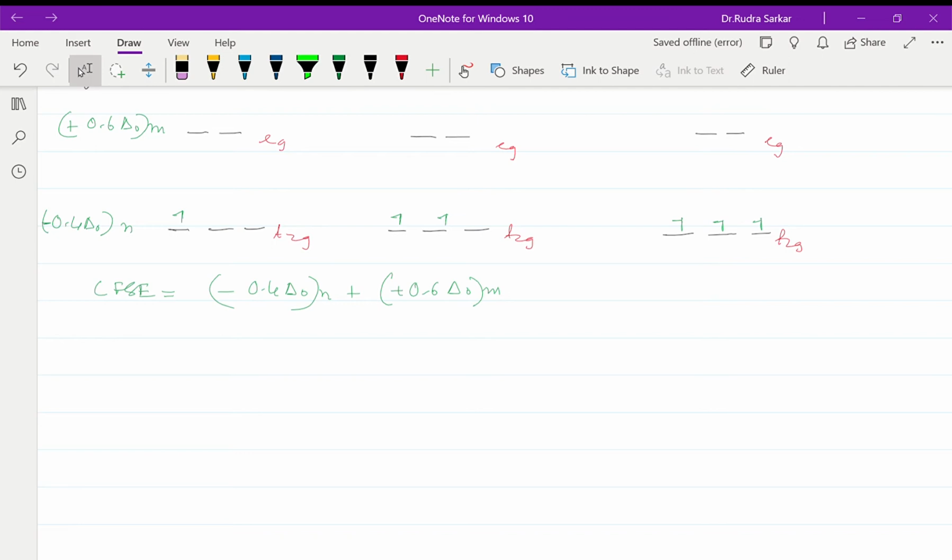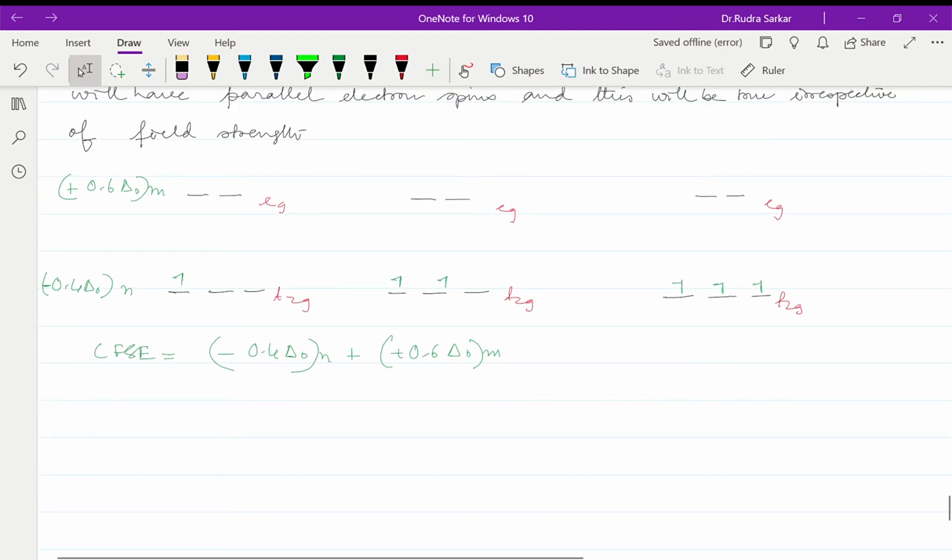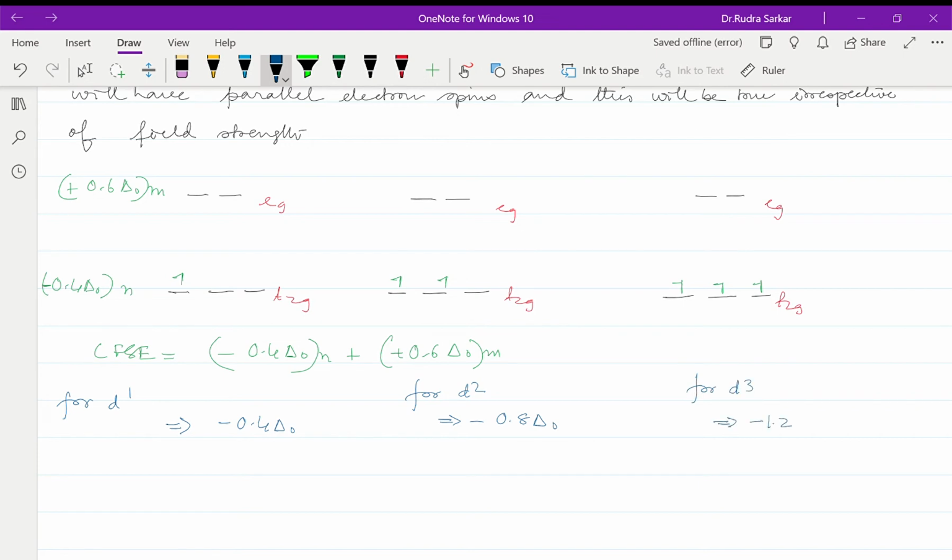So if we use this formula, then my value comes out to be, for a D1 system, minus 0.4 delta O, for D2 I am having minus 0.8 delta O, for D3 I am having minus 1.2 delta O.